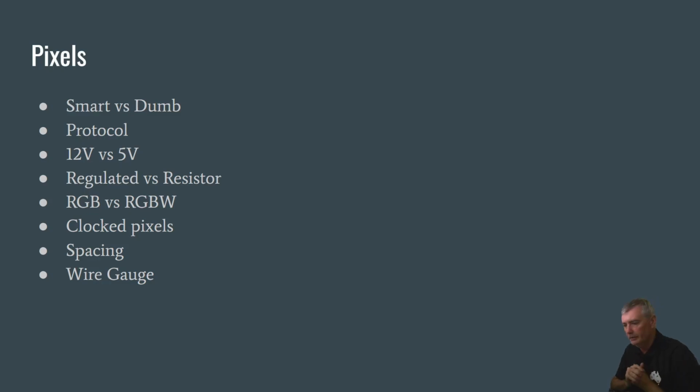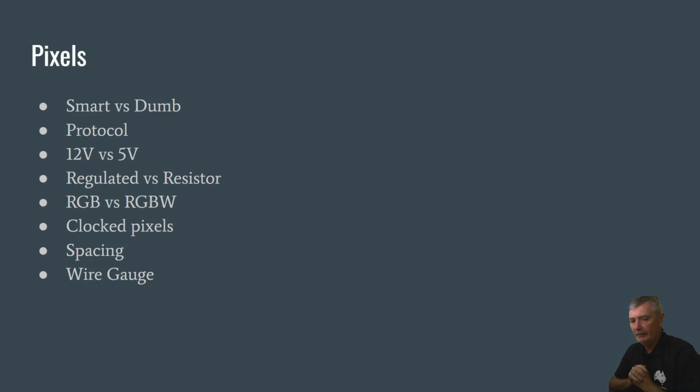I talked a little bit about smart versus dumb. Smart pixels, every pixel can change color independently. Dumb, you change all of the pixels on the string to the same color at the same time. They require quite different controllers. Dumb pixels require specifically dumb controllers. In this day and age, in 2022, I do not know why anyone would buy dumb pixels.